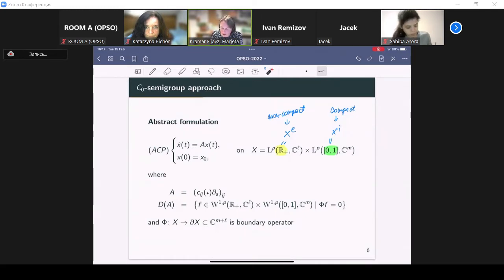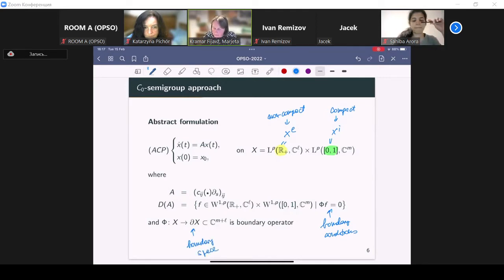And then we need to couple all these things together. So what is the domain of this operator? These are the functions whose first derivative should be in LP on these spaces, but then here we have the boundary conditions. Here are our boundary conditions, hidden in this so-called boundary operator. And the boundary operator is mapping from this space to our boundary space, which I still did not specify.